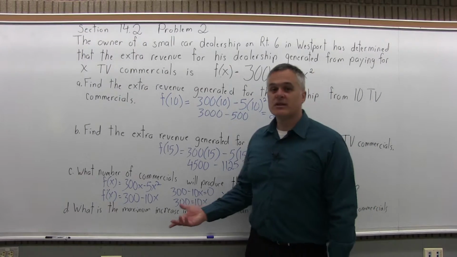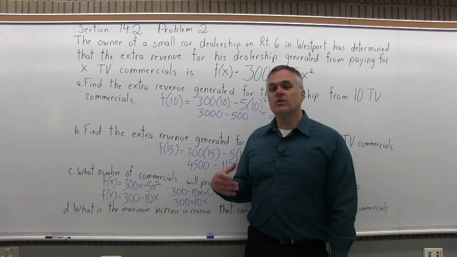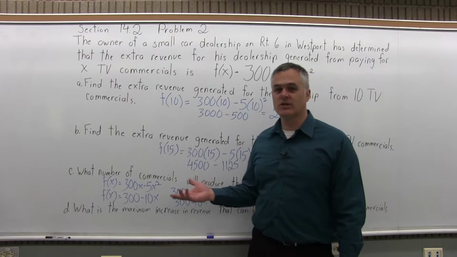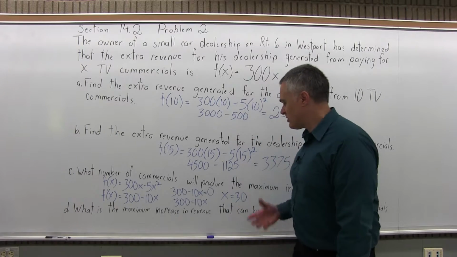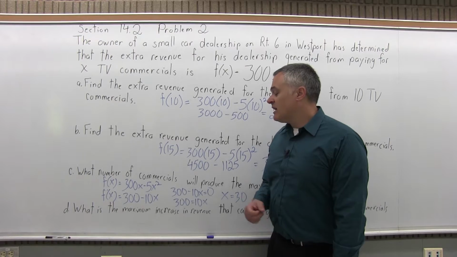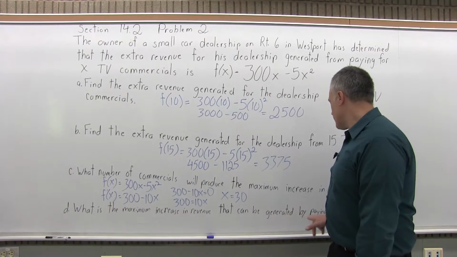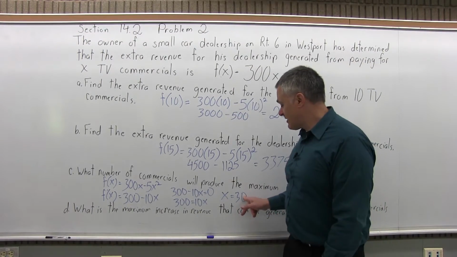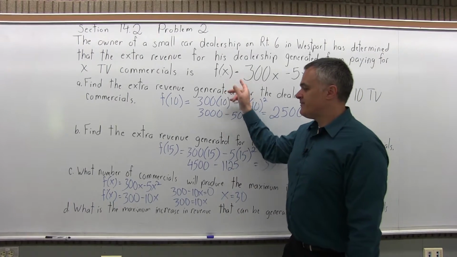So x representing the number of TV commercials, paying for 30 TV commercials will give you the maximum increase in revenue. After 30, what happens is it starts going down. You're paying more money for the commercials than they're generating for revenue. So 30 is the best number of TV commercials to pay for. And finally, D says, what is the maximum increase in revenue that can be generated by paying for TV commercials? So what we want to do is take that 30 for x and plug it into the function.